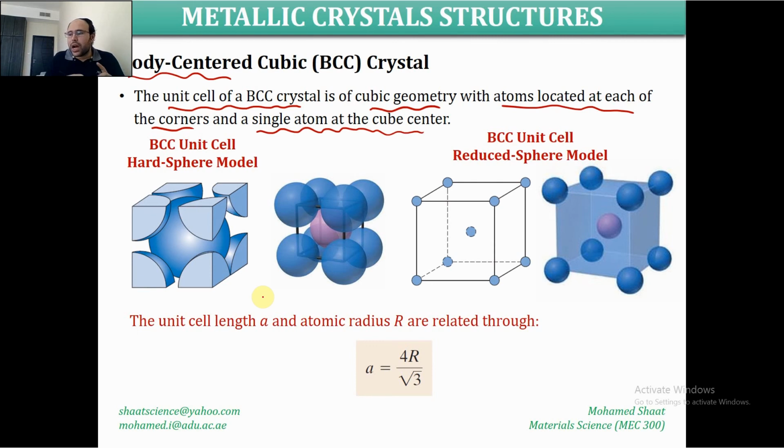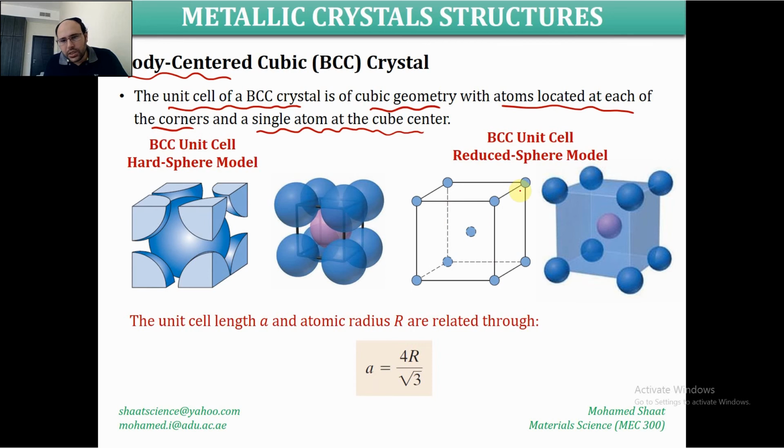And this is going to make the other quantities different, like a in terms of R, the unit cell length or lattice constant. The same thing for the atomic packing factor and the coordination number; they will be different as well. For example, a in terms of R is going to be 4R over square root of 3, because simply if you choose the diagonal. I'm just going to show you how we can derive this relation.